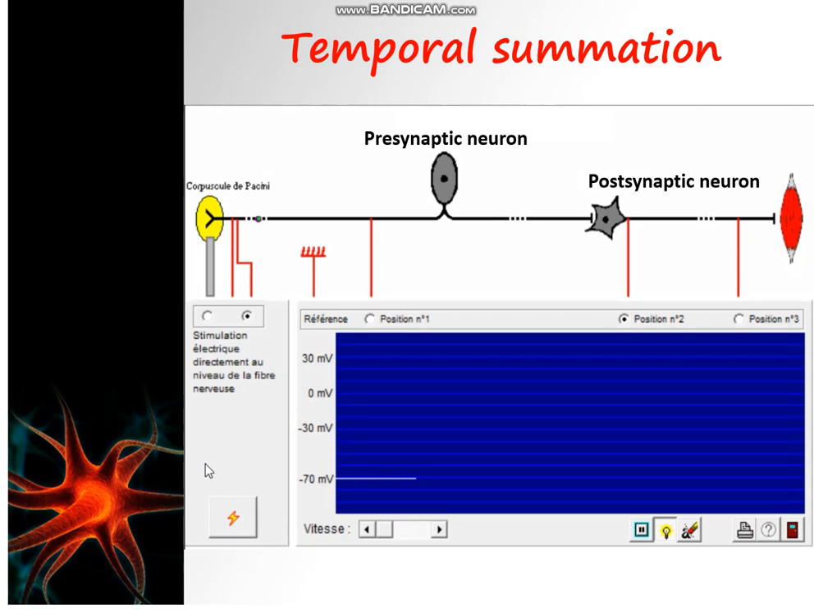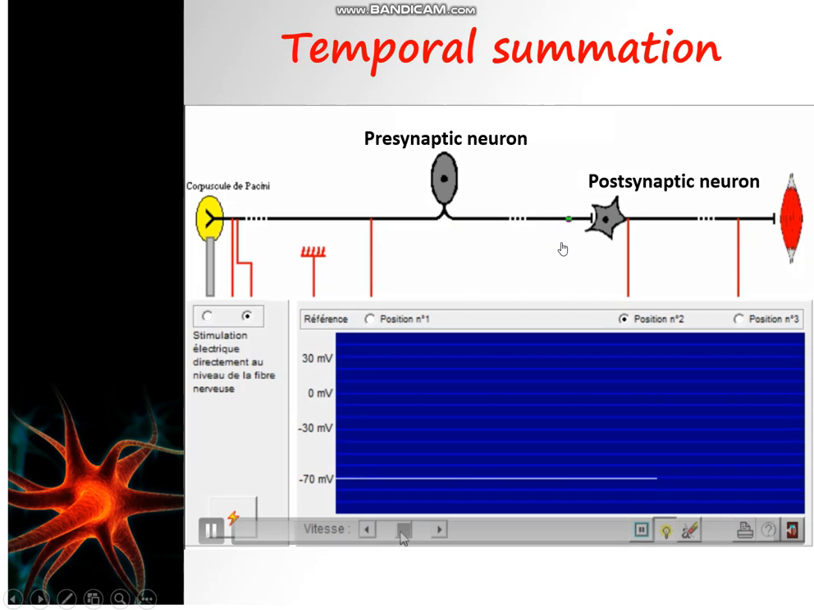In the first case, the first experiment, we apply one stimulation at the level of the receptor. As you see, the green spot represents the message due to the stimulation. And when this message reaches the postsynaptic neuron, the membrane shows an EPSP.